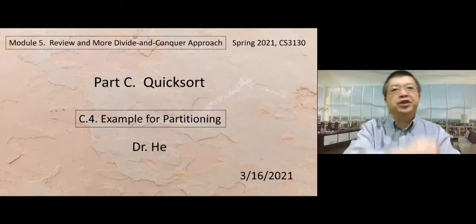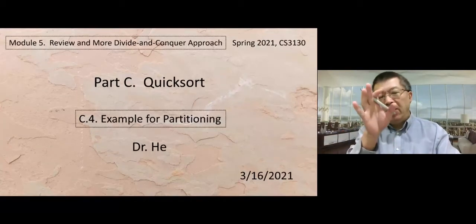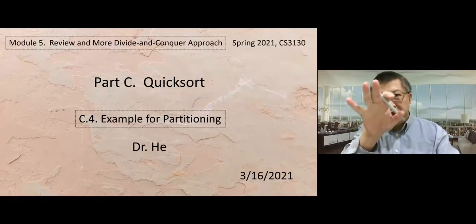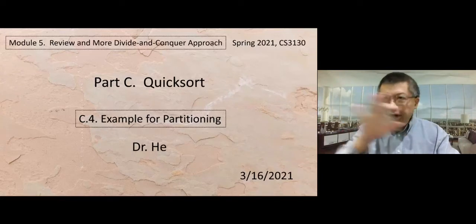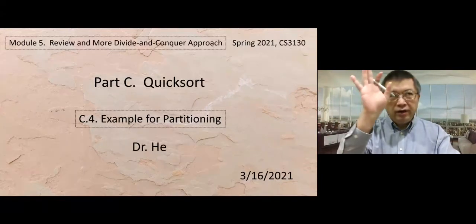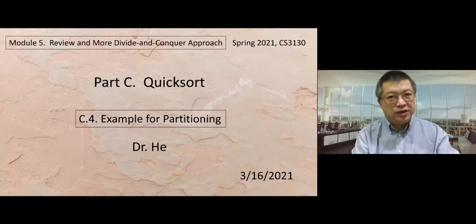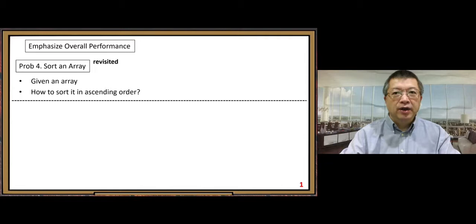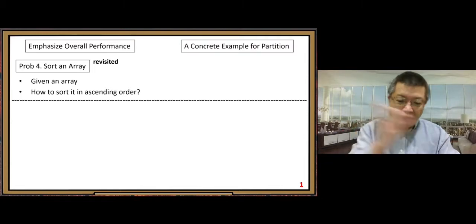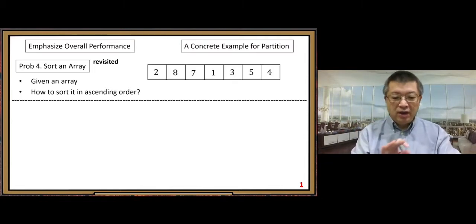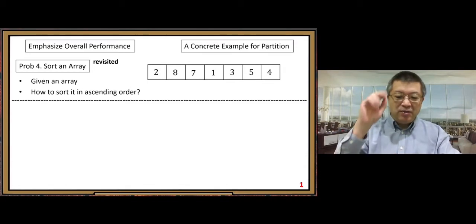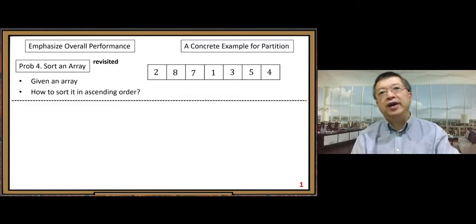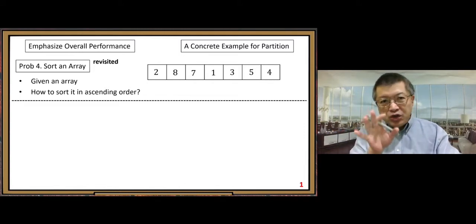Example for partitioning. In this video, I want to give you a concrete example to show you step-by-step details from beginning to end for one partitioning step. All right, so when we start, we use this small example: 7 elements. So this is a very small array.